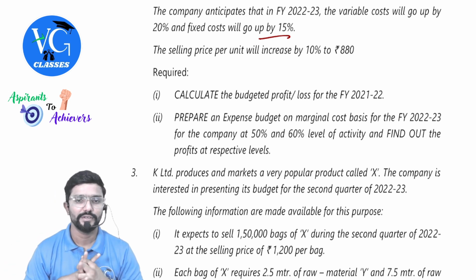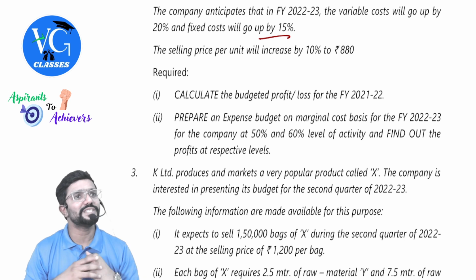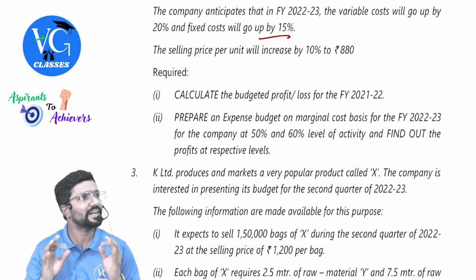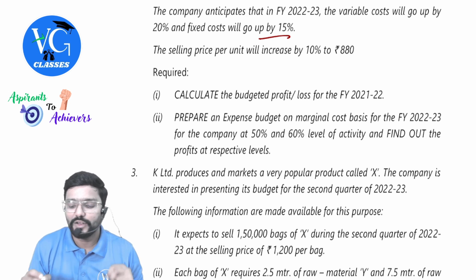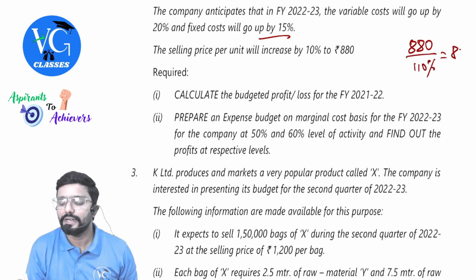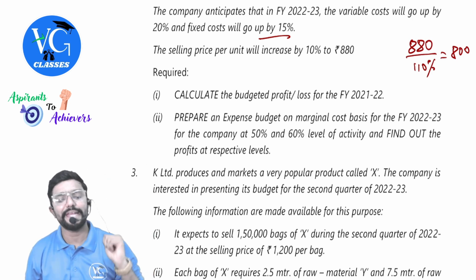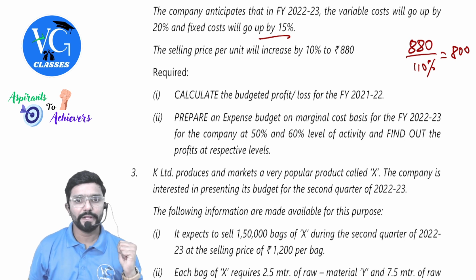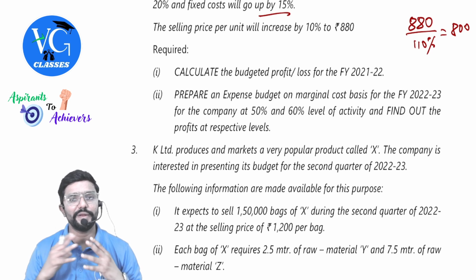Please consider it. The selling price per unit will increase by 10% to 880. That means before how much it was? 800. Clear? They have not given it. We have to calculate. 880 is now 110%. So how much was 100%? 800. Previously it was 800. Now revised is 880. Required: calculate the budgeted profit or loss for the year 21-22.